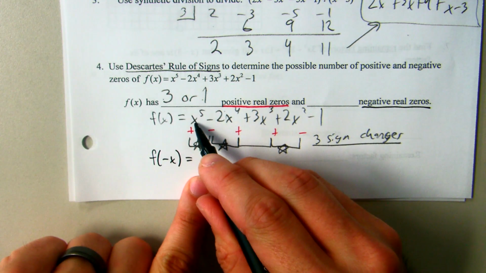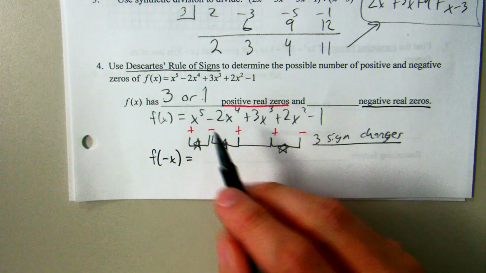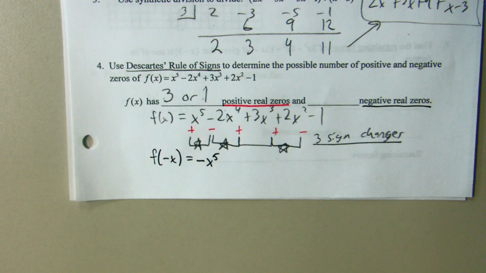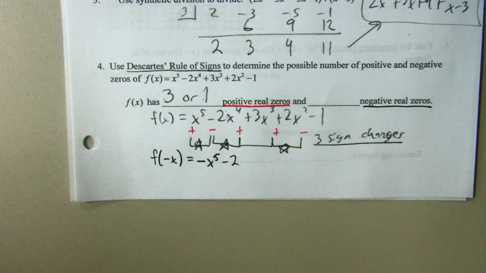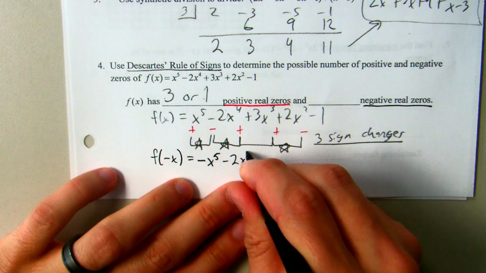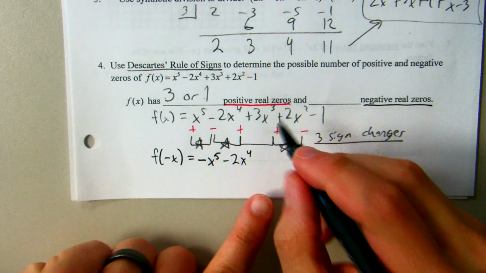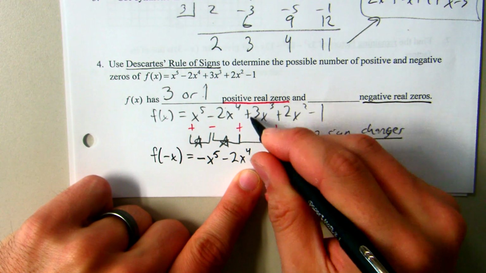If I plug it in here, negative x times negative x times negative x times negative x times negative x to the fifth would be negative x to the fifth, basically because that's an odd number. Minus 2x to the fourth, but negative x times negative x times negative x times negative x would be positive, because 4 is even. You multiply a negative thing by itself an even number of times, so it'll stay positive. So what about this? If I replace this with negative x, what is this going to go to?